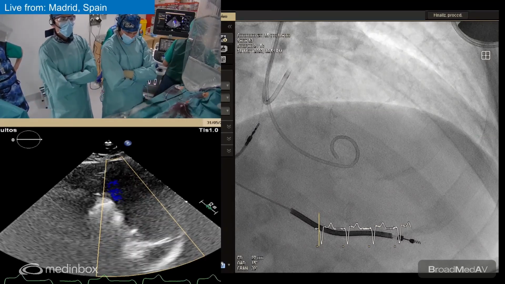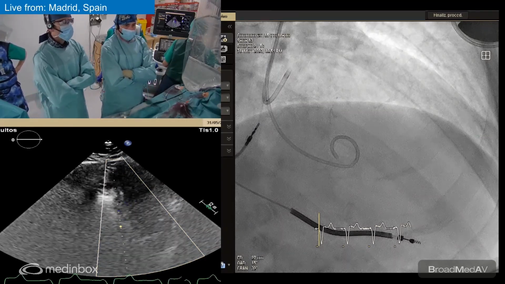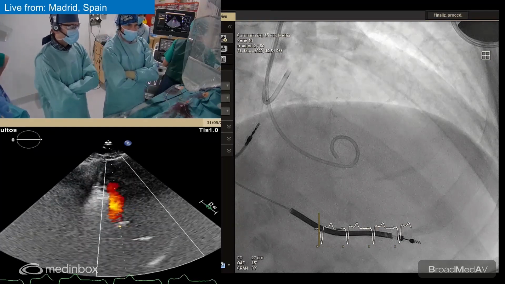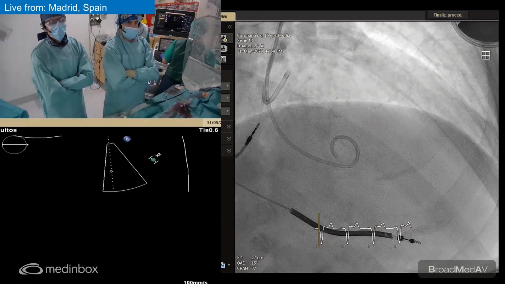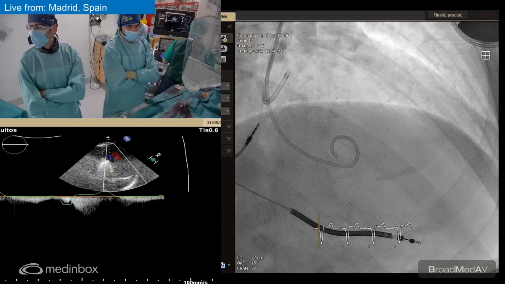So we will have to disconnect in a couple of minutes, and we will finish the case in 10 because we have to maintain the balloon inflated. Is there any other question, Borja?